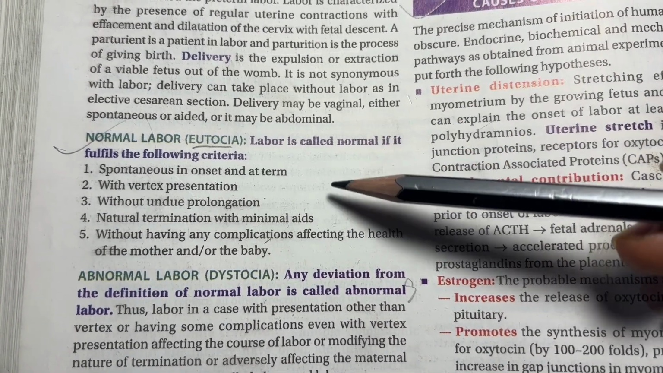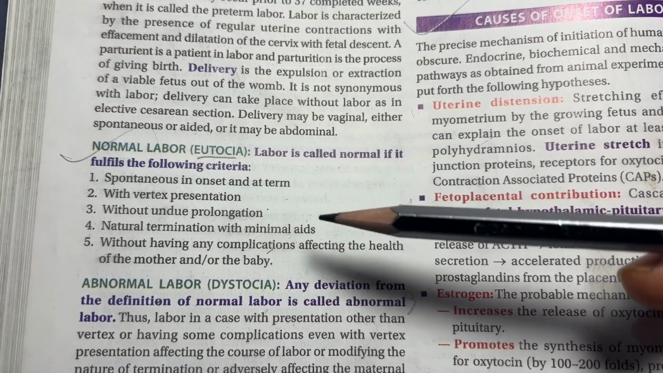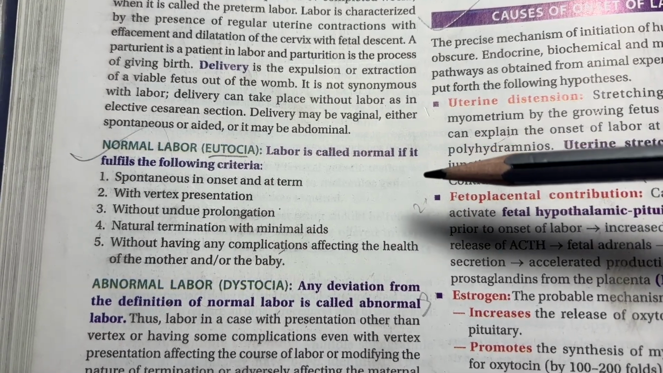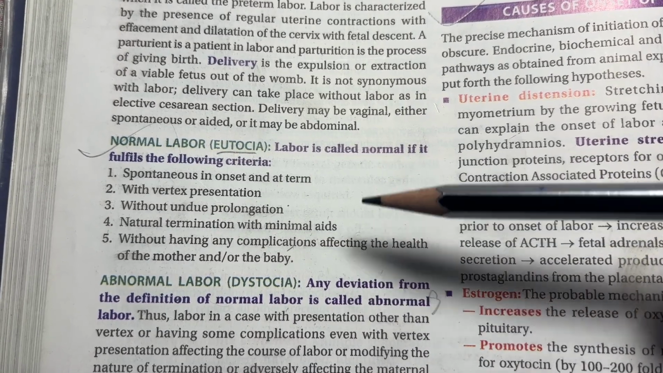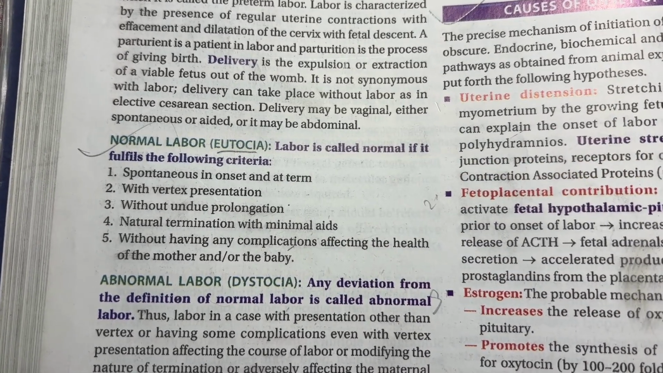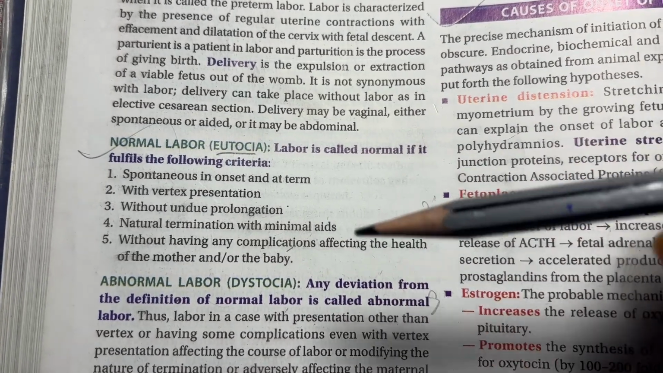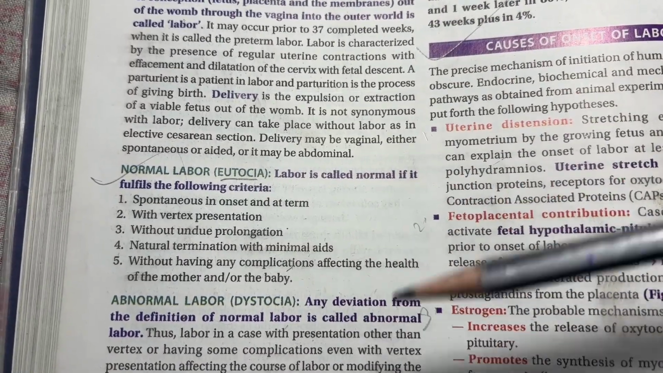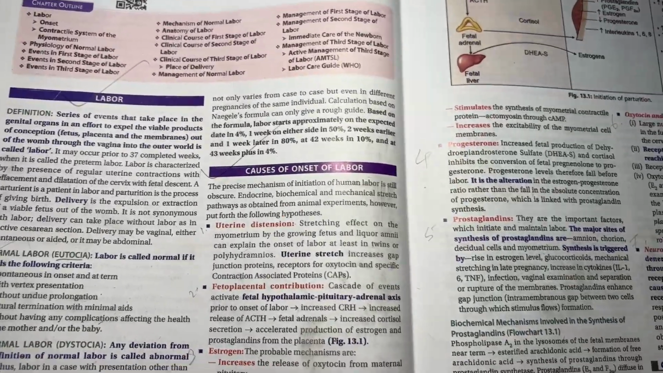That means these are the criteria of normal labor. These 5 things have to be fulfilled for normal labor. If any problem occurs and these criteria are not followed, then it's called abnormal labor. So abnormal labor is the opposite of normal labor. And then we have to know next.